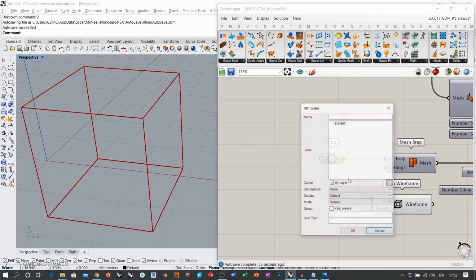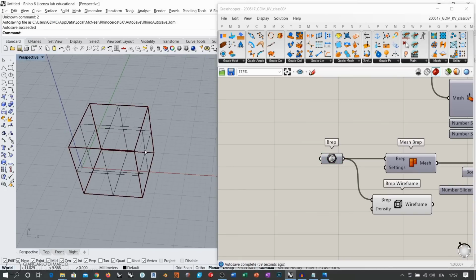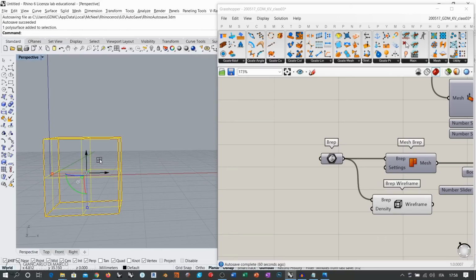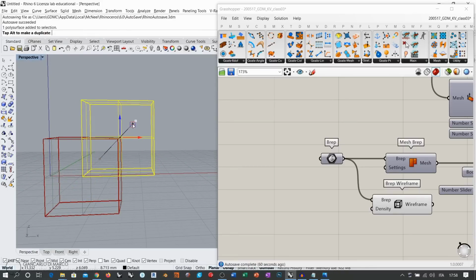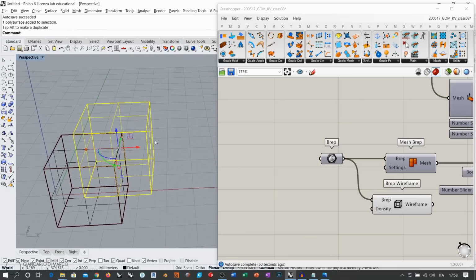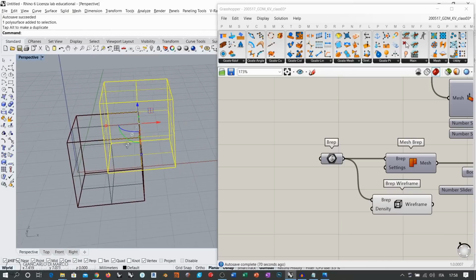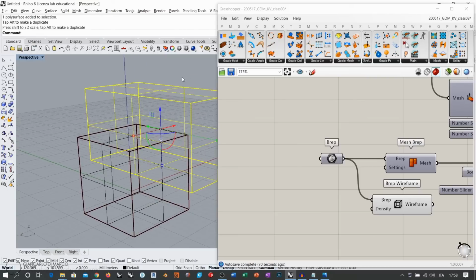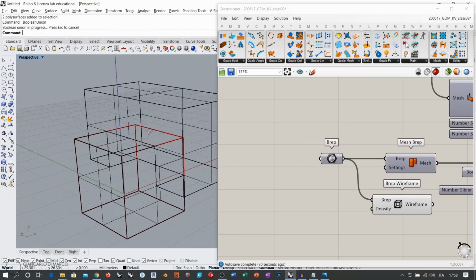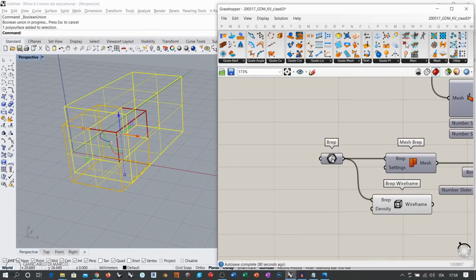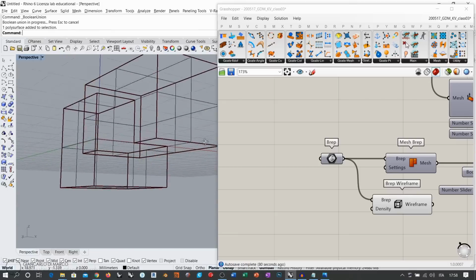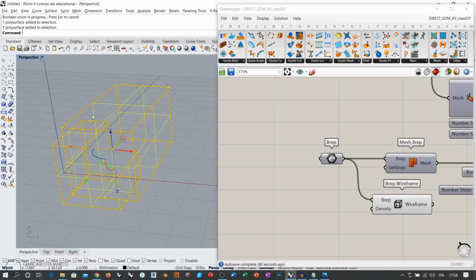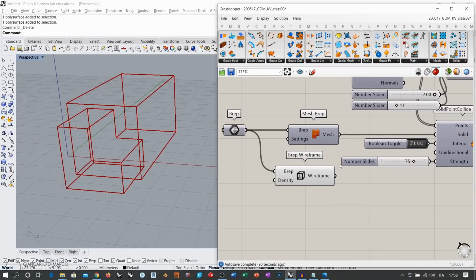So let's bake this again. We have it here, and I will do something like this, probably, and eventually something like this. Then join this together, and send this back to Grasshopper. So we have this object right now, and let's internalize this. We get rid of this thing, and we only have the wireframe representation.